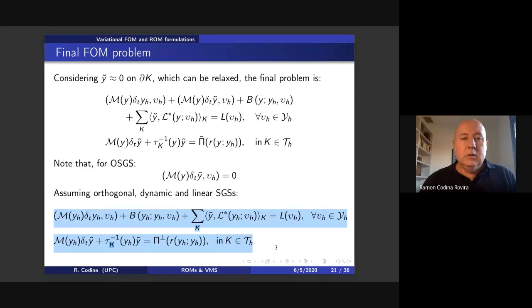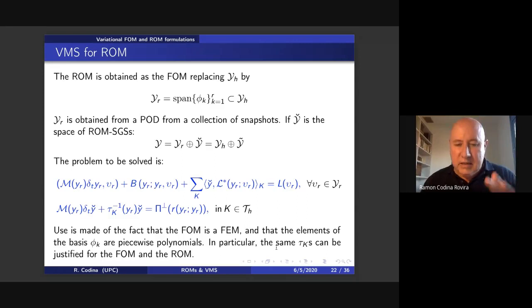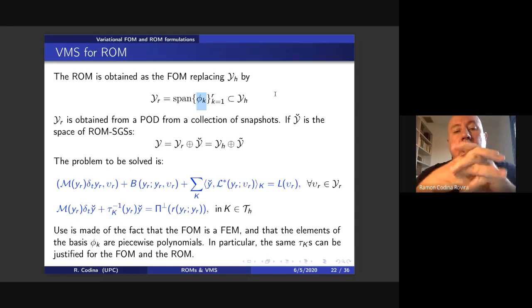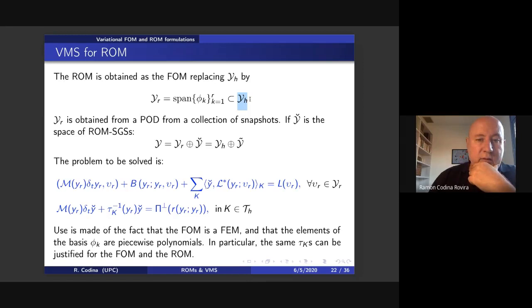So these ideas can be applied, exactly as I said, to the reduced order model. Now the reduced order model is constructed from this basis phi obtained from the proper orthogonal decomposition method, that in fact those phi, remember, come from the singular value decomposition of the matrix of snapshots. You take only r of them, but they are finite element functions, and therefore the reduced order model space is a subspace of the finite element space. And if you apply again the VMS method, you will consider the splitting of y into the reduced order model space, the ROM space, and the space of subgrid scales for the ROM.